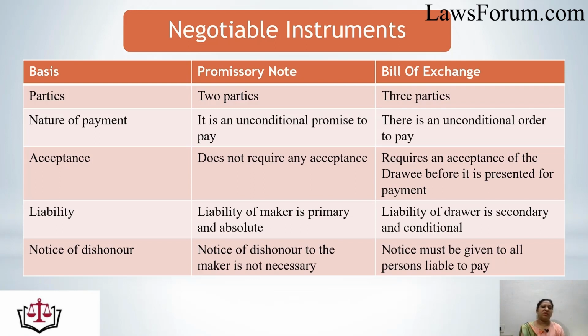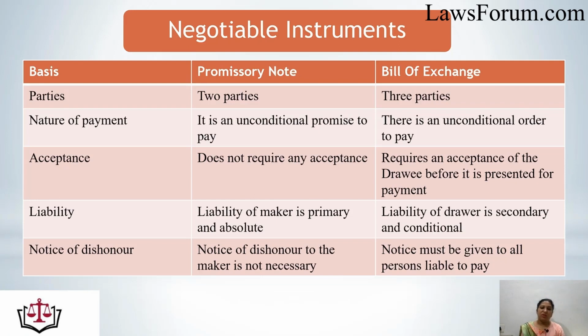Next difference is the nature of payment. A promissory note is an unconditional promise to pay. Here, the maker of the promissory note promises to pay, saying that I am promising to pay this much amount. But in a bill of exchange, it is not a promise; it is an unconditional order to pay. So there is a difference. That means a promissory note is an unconditional promise, whereas a bill of exchange is an unconditional order.